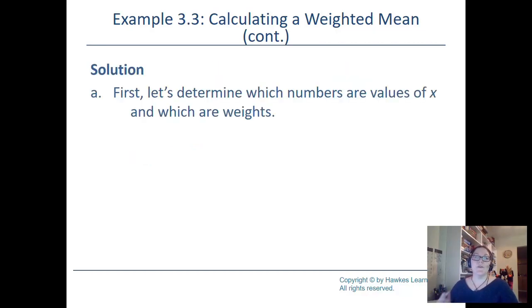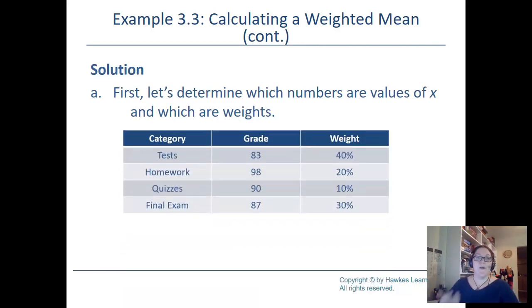The first thing you want to do is recognize what are the data values and what are the weights. We have those categories of test, homework, quizzes, and final exams, and we were given those grades for those. Those grades are the data values. This is what we're going to plug in for X in our formula. The weights are these, and we're going to use those as our W's. Understand you cannot plug in 40% into the formula. You do need to change all of these percentages into decimals.